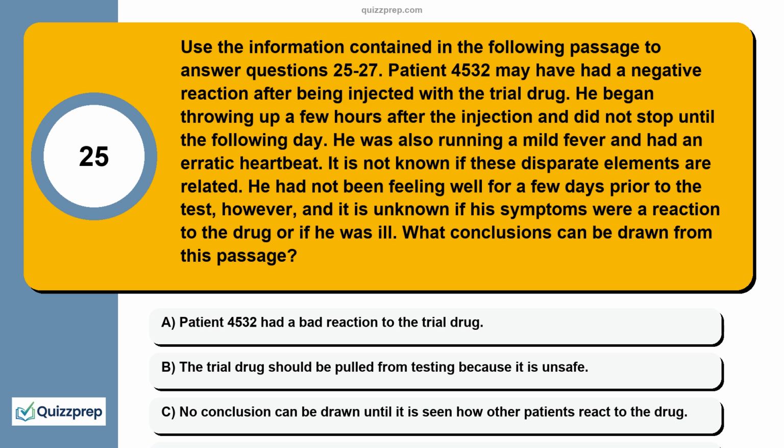What conclusions can be drawn from this passage? Patient 4532 had a bad reaction to the trial drug. The trial drug should be pulled from testing because it is unsafe. No conclusion can be drawn until it is seen how other patients react to the drug. None of the above. The passage explicitly states that it is unknown if the symptoms were caused by the drug or a pre-existing illness, so none of the first three conclusions can be definitively drawn from the text provided.